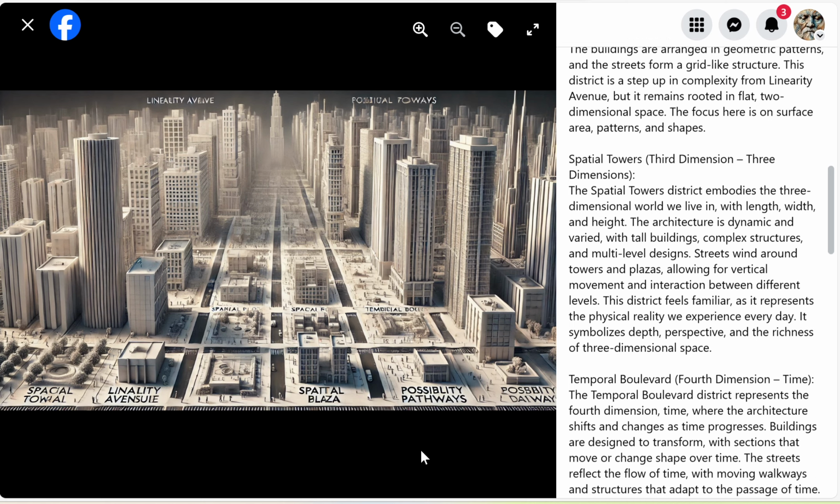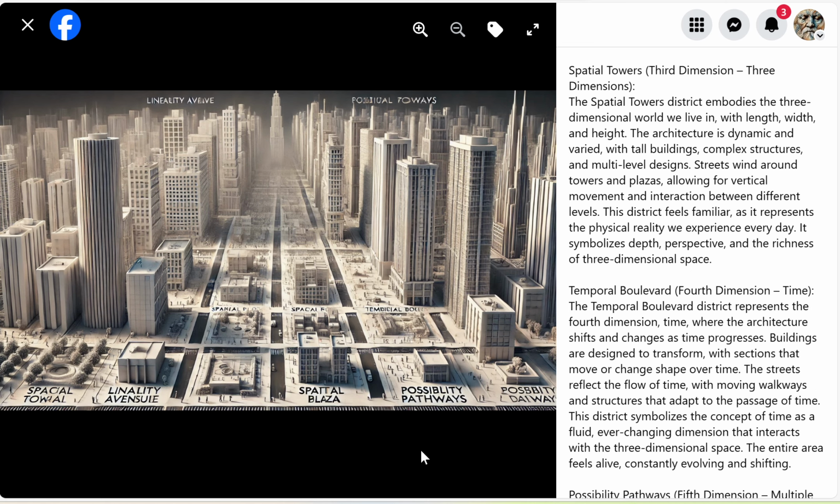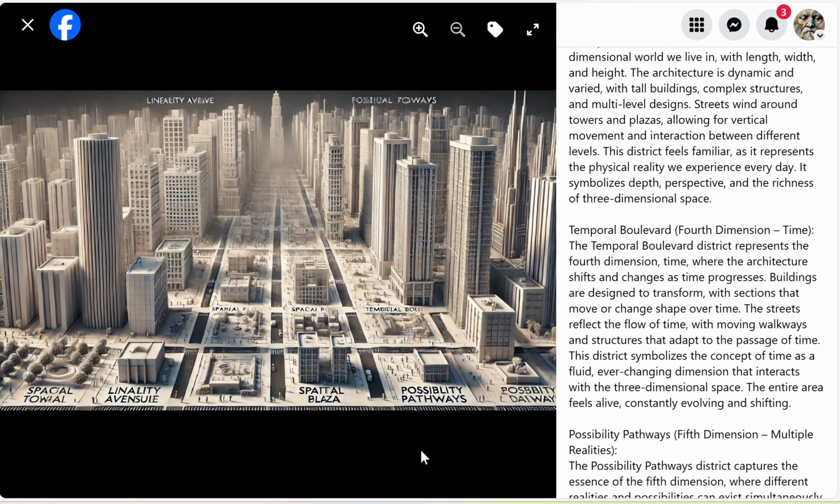Symbolism. The district represents a step forward in complexity, where two-dimensional patterns reflect the richness of surface, geometry, and the relationships between length and width.